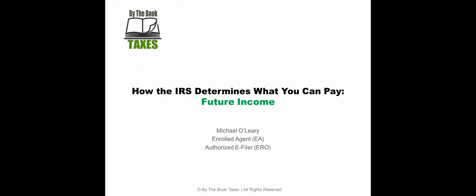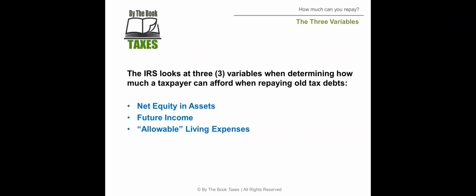Hi, this is Michael O'Leary from Buy the Book Taxes, here with our weekly video blog talking about how the IRS determines how much a taxpayer can afford to repay their tax debts. Over the past few weeks, we've been talking about a concept called reasonable collection potential, which has three variables: net equity and assets, future income, and allowable living expenses. The last two video blogs we had were on net equity and assets and the allowable living expenses. Today we're going to talk about future income.